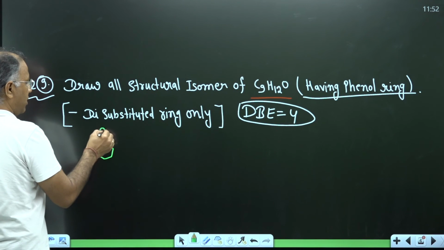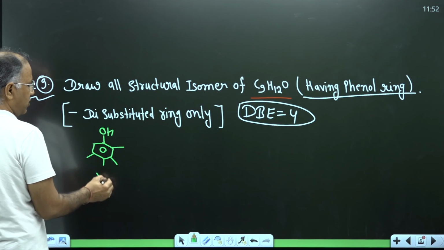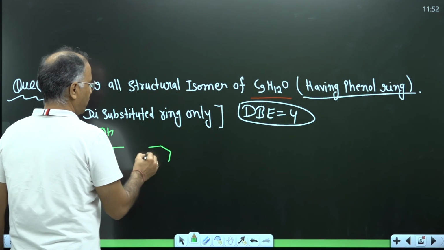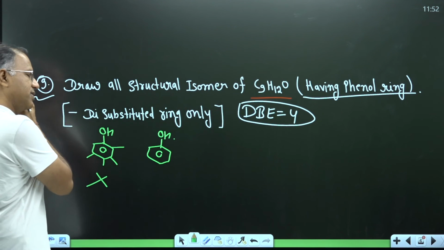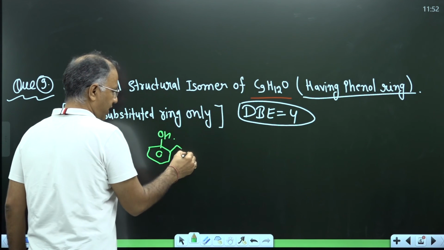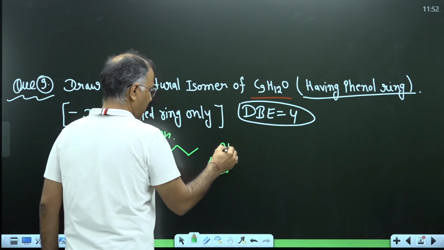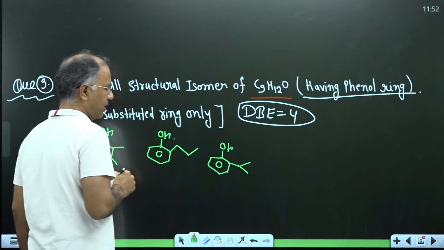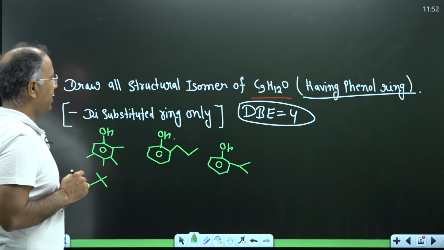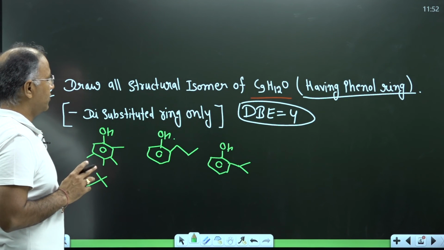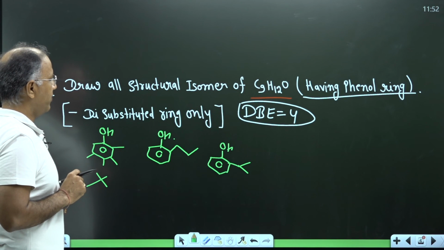This means this is phenol. We cannot draw like this. This is not disubstituted. So we have phenol, and along with phenol, how many carbons are there? 3 carbons are there, and disubstituted. It can be normal propyl, and similarly it can be isopropyl. 6 and 3, 9. What is the other option? Normal propyl, isopropyl.